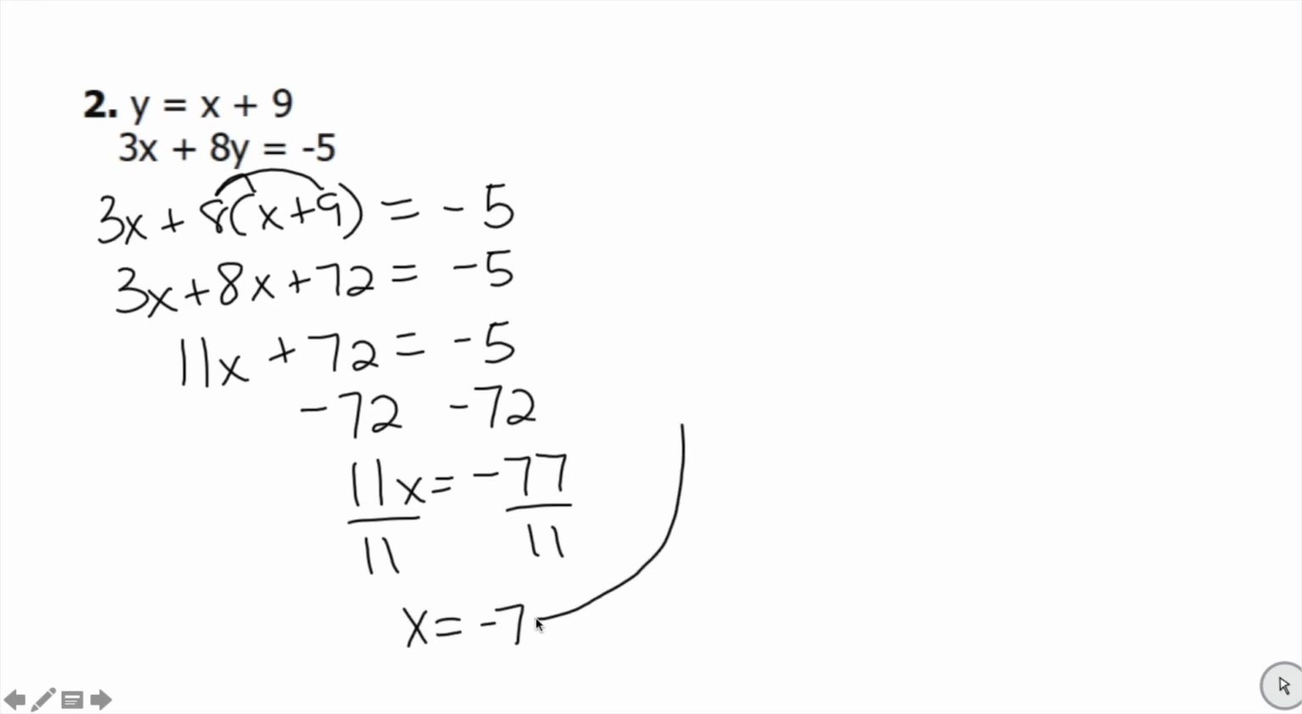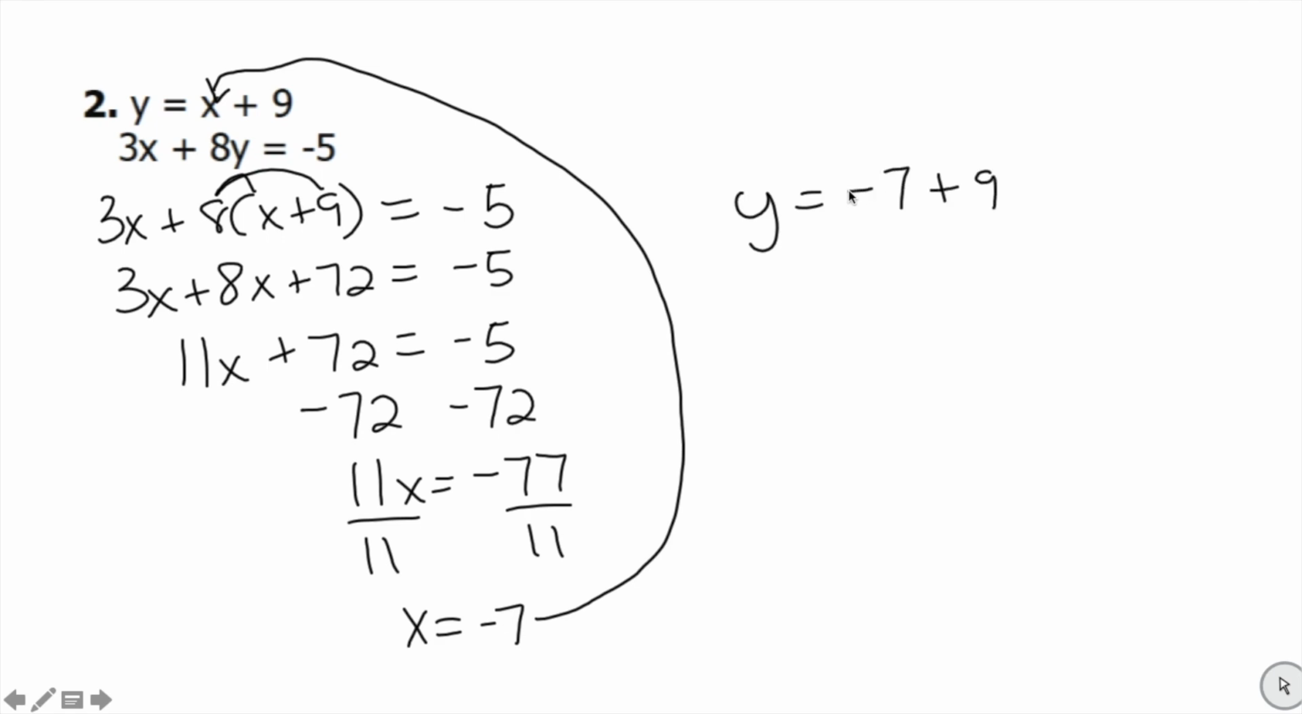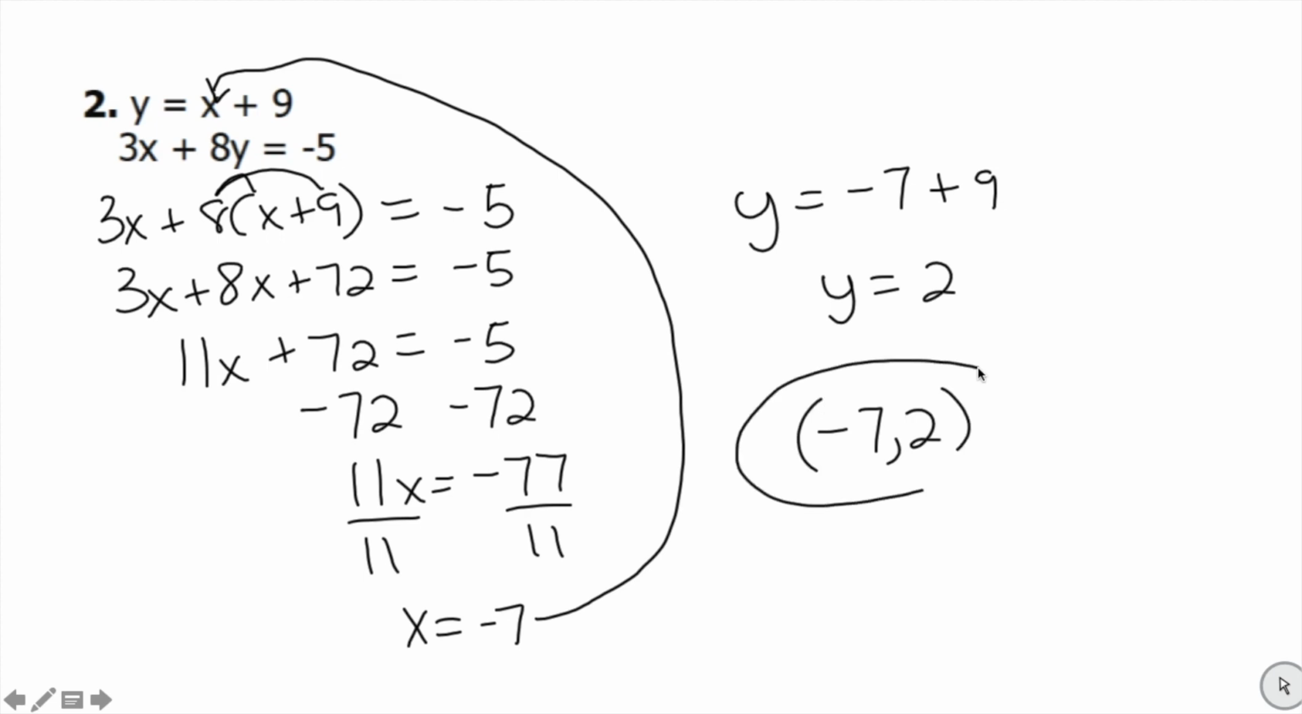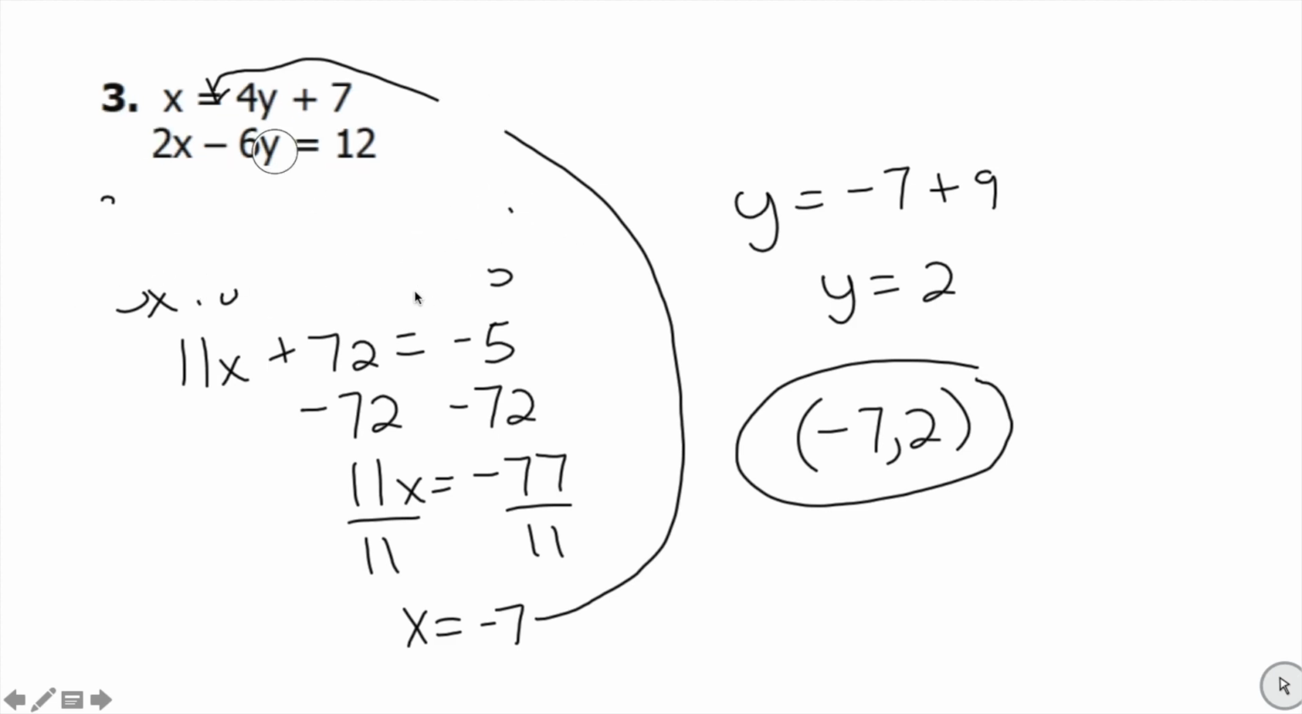Now we're going to take that and plug it right back in where x is in the first one. So we have y equals -7 plus 9. -7 plus 9 is 2. So our ordered pair is -7 first, comma, 2 for the y. And that would be our solution. So it's a lot quicker than graphing. All right, on to number 3. Again, I need to erase.